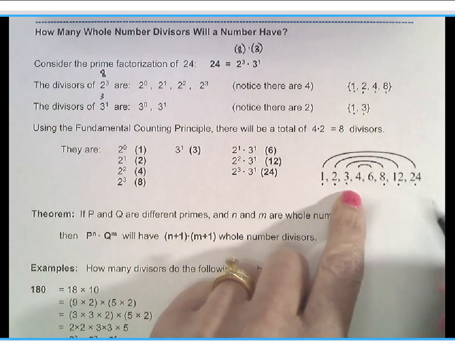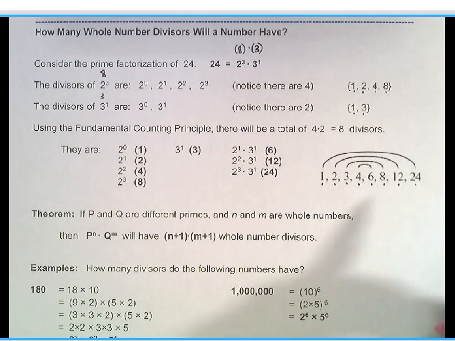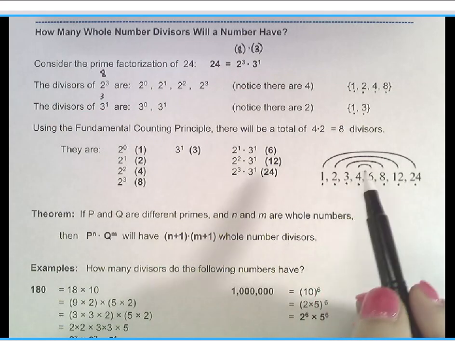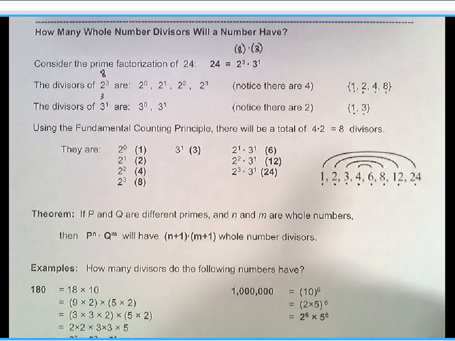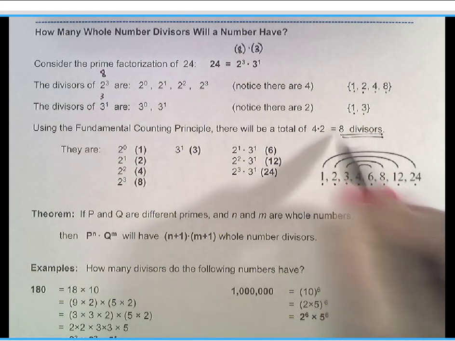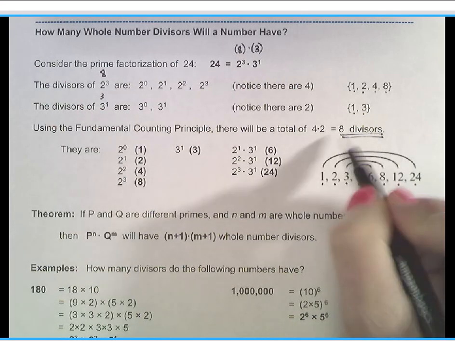3 and 8, 4 and 6, and we can come up with the list of divisors. But really what we're trying to get at here is we're not wanting you to list every single divisor for every single number. It gets pretty laborious, I'll say it that way. A lot of times we just want to know how many divisors it has. Like, I just want to know that there's 8 divisors. I just want to know that number, right? That there's 8 of them. I may not ask you to list them all. So how do we come up with that number?